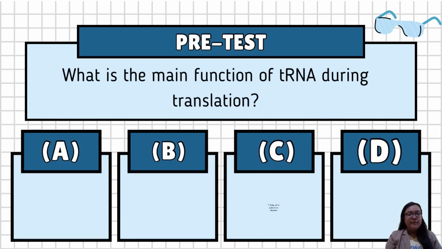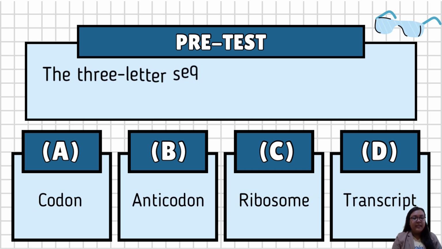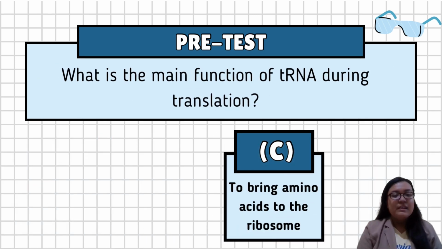Ready? Let's begin. The first question is, what is the main function of tRNA during translation? A. To carry DNA instructions, B. To synthesize mRNA, C. To bring amino acids to the ribosome, or D. To form peptide bonds. The second question would be, the three-letter sequence on tRNA that pairs with a codon is called A. Codon, B. Anticodon, C. Ribosome, or D. Transcript.